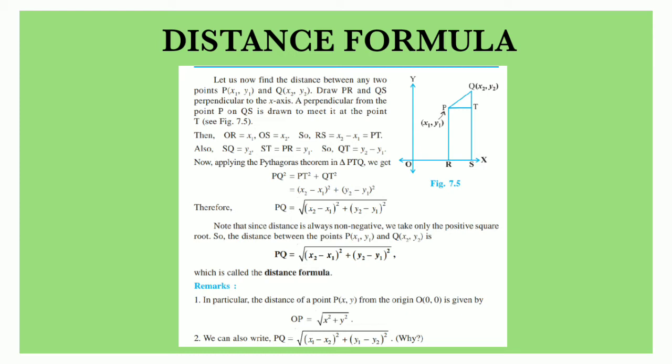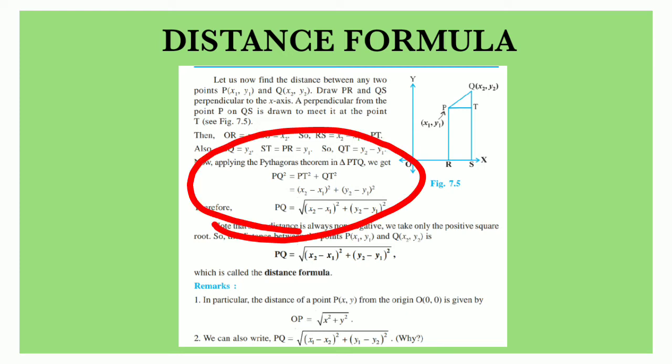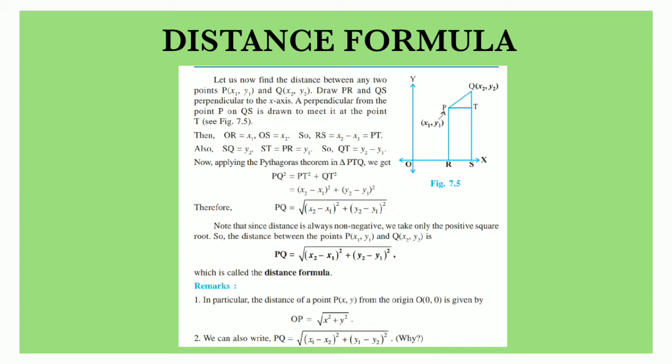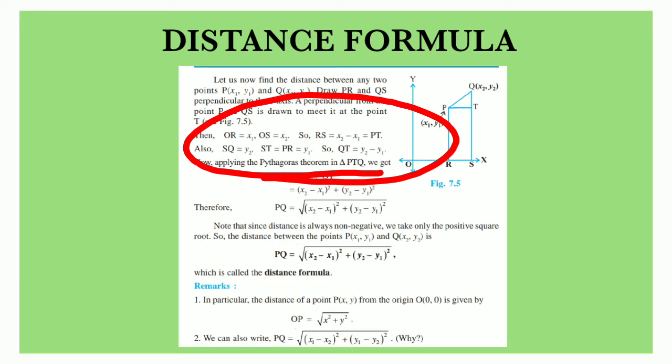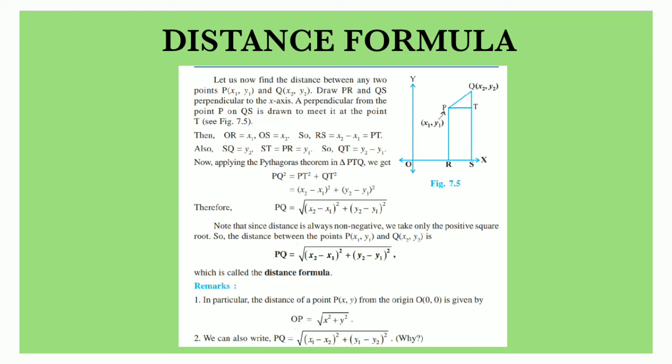What is the Pythagoras theorem? Hypotenuse square is equal to base square plus altitude square. That is PQ square is equal to PT square plus QT square. Here OR is equal to x1 and OS is equal to x2. Then we can write RS is equal to x2 minus x1. This RS is PT, so the distance PT is equal to x2 minus x1. In the same way, you get the distance QT, that is y2 minus y1 on the y-axis. So instead of PT and QT, you substitute those values.